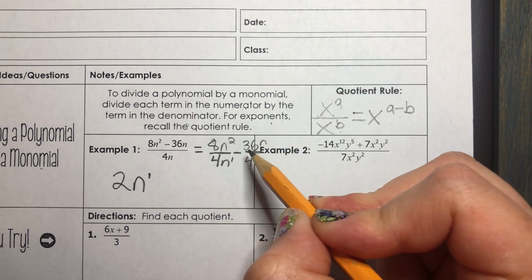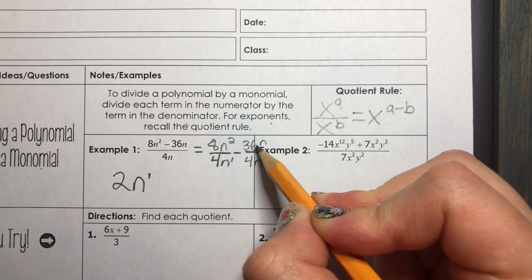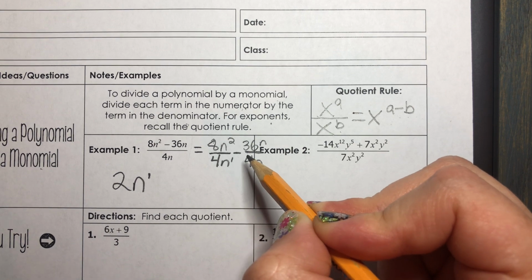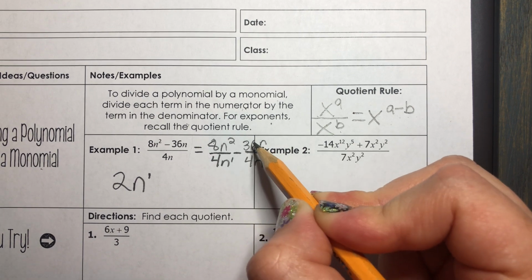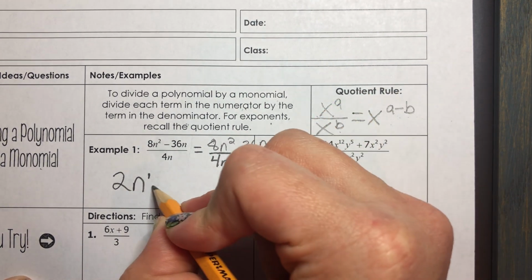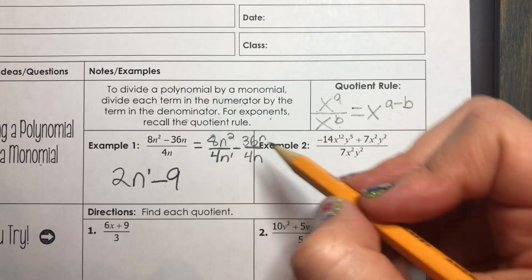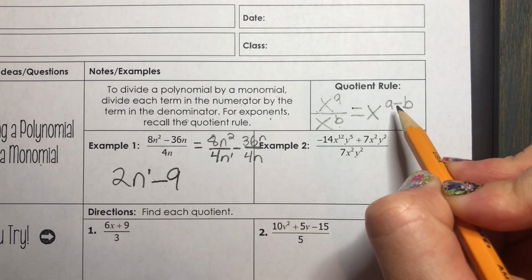All right, now let's do the second part. We've got a 36 divided by a 4. That's going to give us 9, but that negative sign is in front of it. So this is the same as doing negative 36 divided by positive 4. That'll give us minus 9. Now getting back to the exponents, all right, we're going to use subtraction.